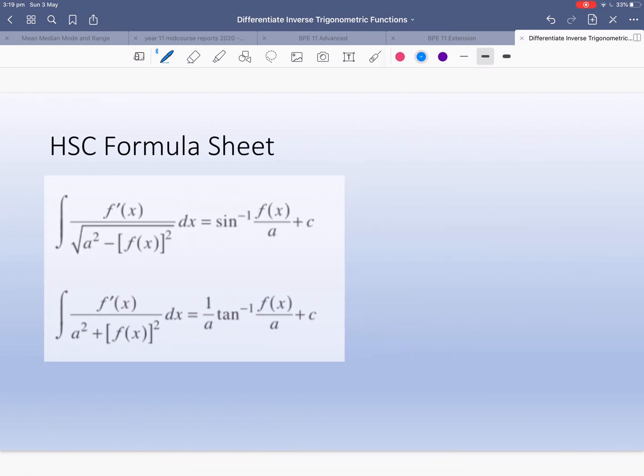Okay, so here's the HSC formula sheet. Now, it's written as an integral, but obviously we know that integration is the opposite of differentiation. So we're going to go this way. So there's going to be a bit of that, and I'll explain very soon why there's only sine and tan.